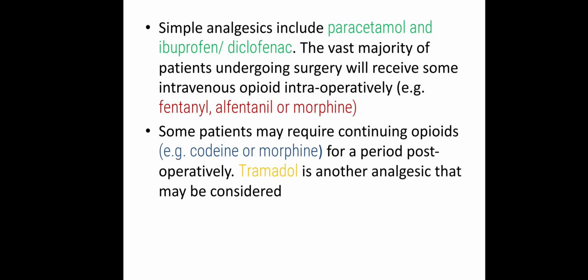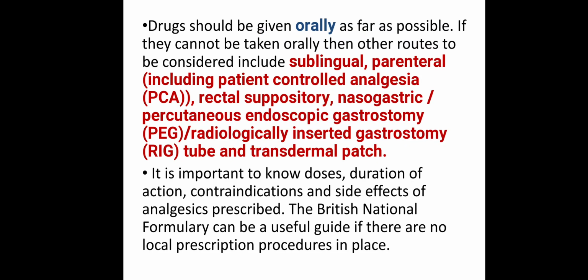The vast majority of patients undergoing surgery will receive some intravenous opioid intraoperatively. Examples: fentanyl, alfentanil, morphine. Some patients may require continuing opioids such as codeine or morphine for a period postoperatively. Tramadol is another analgesic that may be considered. Drugs should be given orally as far as possible. If they cannot be taken orally, then other routes to be considered include sublingual, parenteral including patient-controlled analgesia, rectal suppository, nasogastric or percutaneous endoscopic gastrostomy, radiologically inserted gastrostomy tube, and transdermal patch.